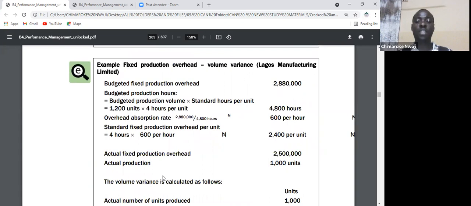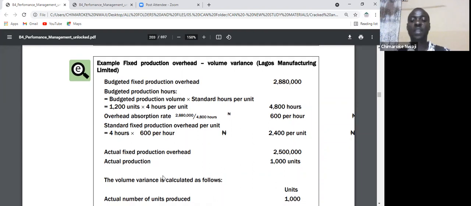Let's look at this question here logically and see how it plays out. It is still the same question. We budgeted to spend 2,880,000, planning to use 4,800 standard hours. Overhead absorption rate, we've calculated it as 600 naira per hour. Now, our standard fixed production overhead per unit, like before, we did it at 2,400. Now, what is our actual production overhead? Our actual production overhead, we said it was 2,500,000, still as before. And we actually produced 1,000 units, still as before. Now, what is our volume variance? How is it different from expenditure variance? We're going to see now.